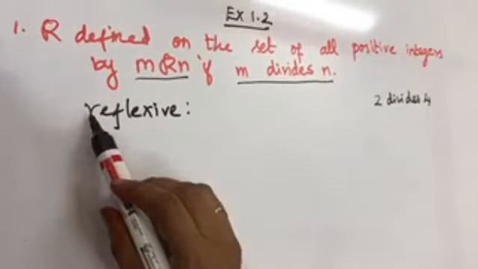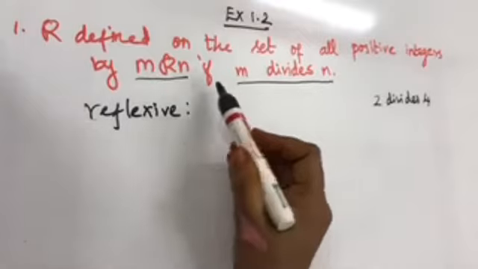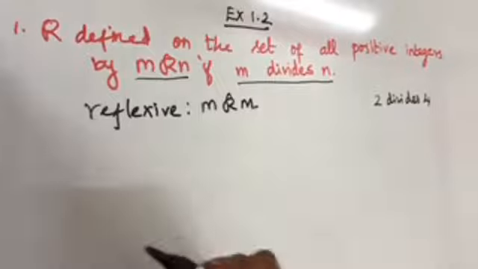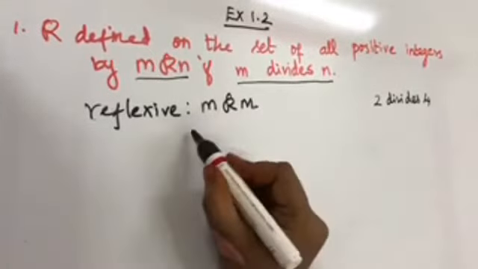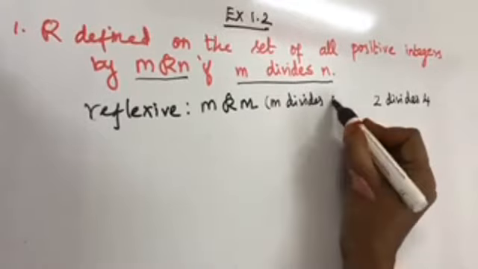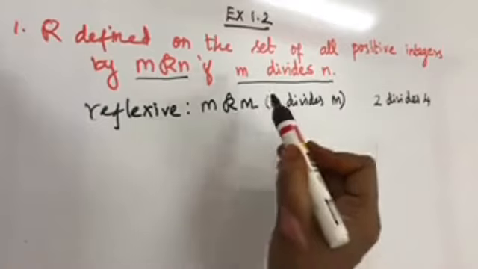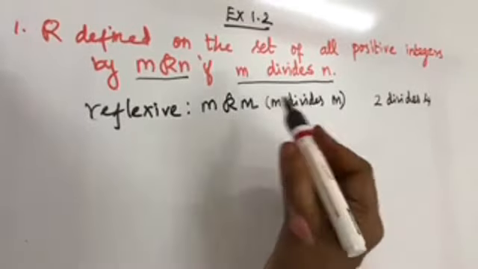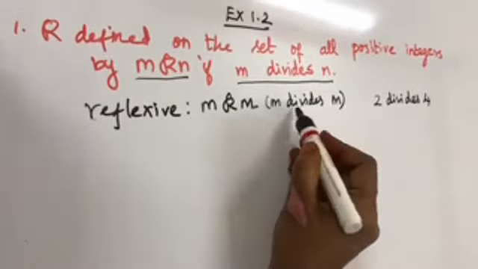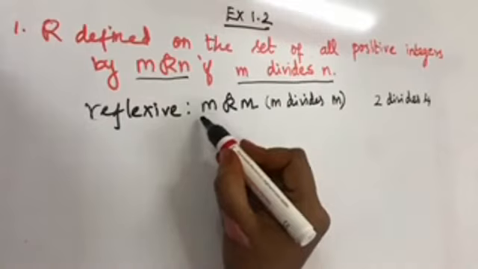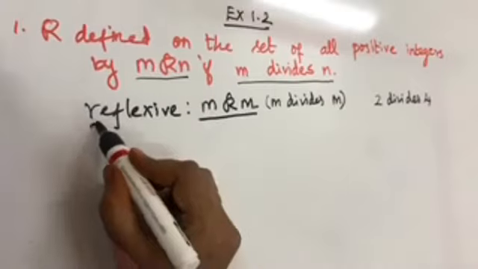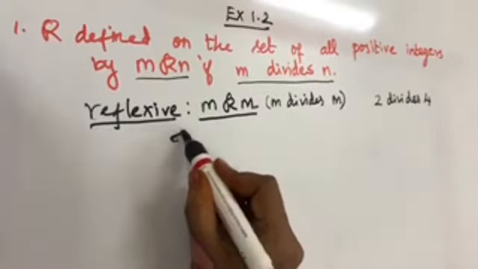So to prove it is reflexive, we should prove m is related to m. That means m divides m. Any number can divide itself. We may take 7. 7 divides 7, right? Any number can divide itself. So m is related to m. So the first relation, yes, it is reflexive.